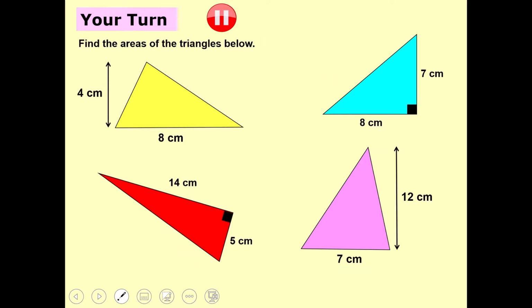Okay, your turn. Before you pause, I would like to point out that the height, like I keep saying, is from the base up to the highest point of the triangle. A common mistake people often make is they take one of the sides as the height. That's a diagonal line. It's not going from the base up to the highest point. So your height has to be a straight line going up. So pause the video here and calculate the area of the following triangles.